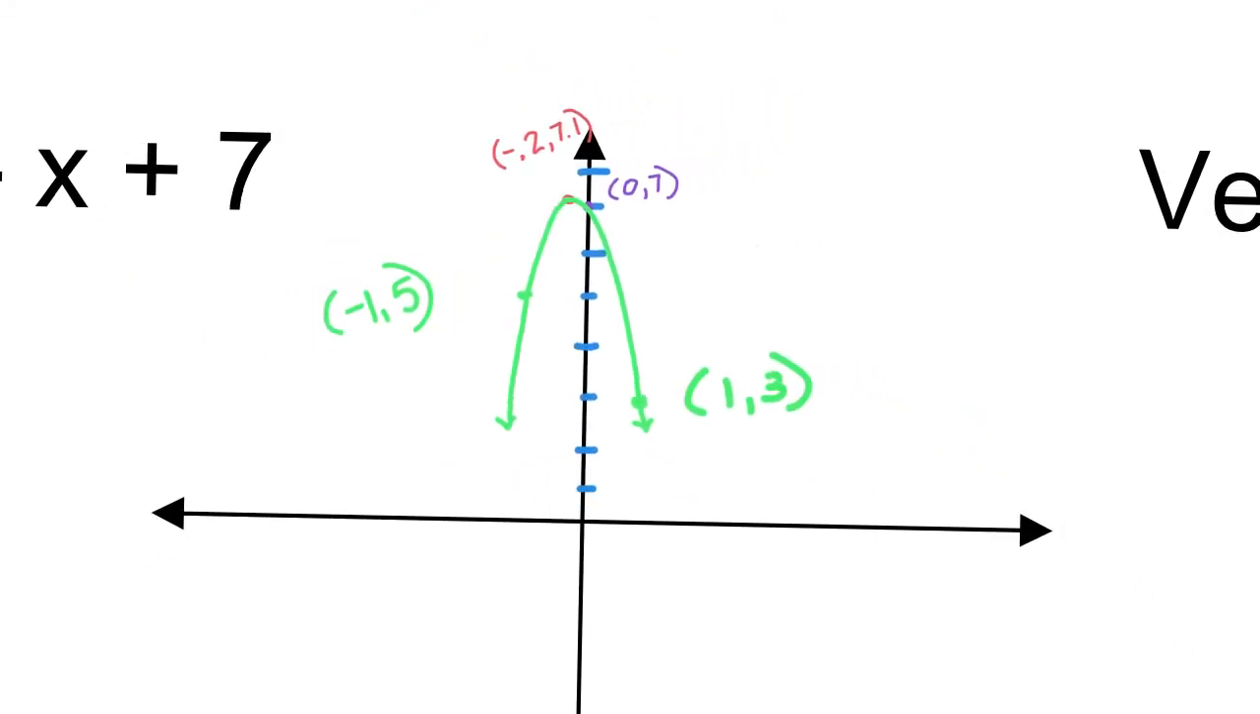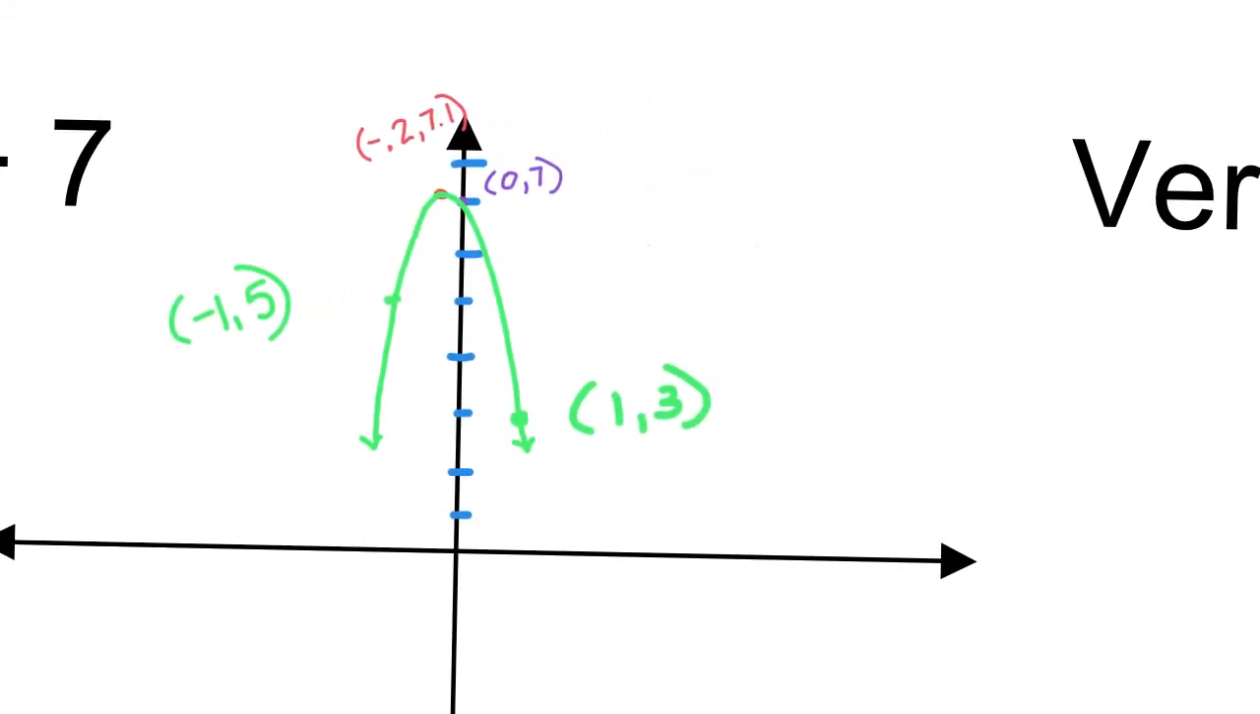Now as you finish up your parabola, make sure it matches what you saw on your calculator, but also make sure you have labeled at least 3 of the points.